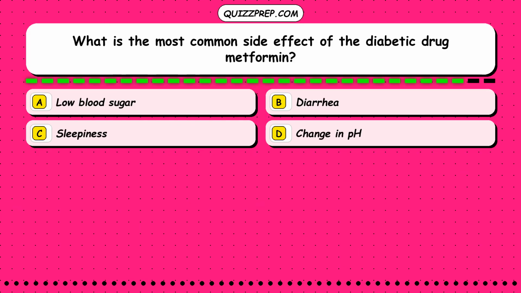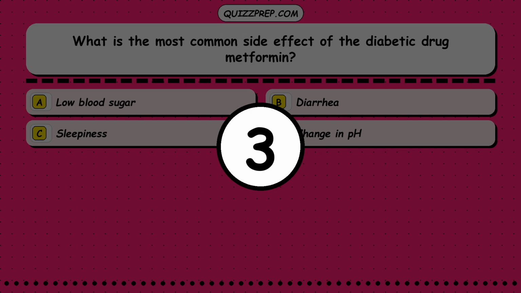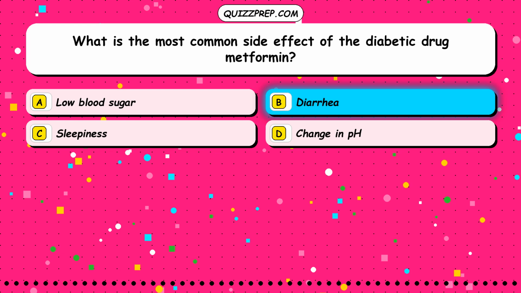Question 23. What is the most common side effect of the diabetic drug metformin? Option A, low blood sugar. Option B, diarrhea. Option C, sleepiness. Option D, change in pH. The correct answer is option B, diarrhea.